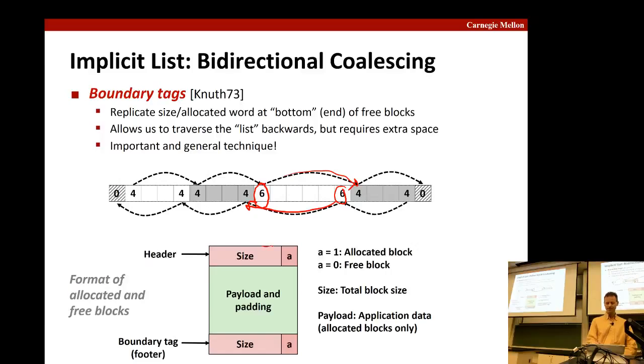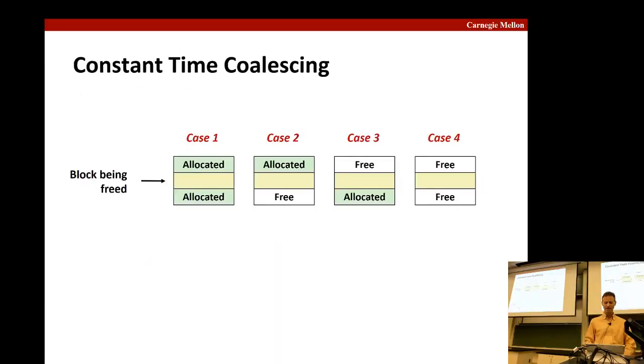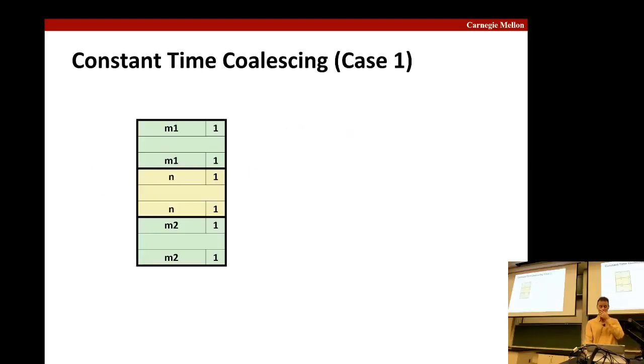So it looks like this. Same thing, we've got the size and the allocated bit here, and the size and the allocated bit here. And that allows us to go backwards and forwards and coalesce backwards and forwards. So if we consider each of the 4 cases, we're trying to free this block here, and the 4 cases are: it's surrounded by allocated stuff; the thing before it is allocated but not the thing after it; the converse, the thing before it is free but not the thing after it; and they're both free. So how would we handle all these cases?